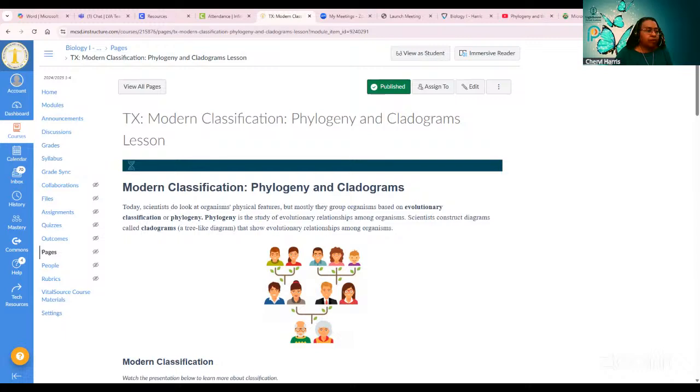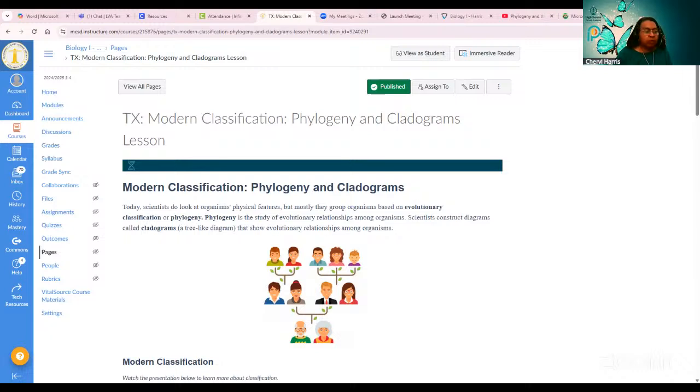All right, while we're waiting for folks to come in, we're going to look at phylogeny and cladograms today. So if you would read over the page in Canvas, we're going to watch a video and do a worksheet. Hopefully you finished your dichotomous key activity, and we'll give time for that as well. And then I'll go back over what you should have done with that as well.